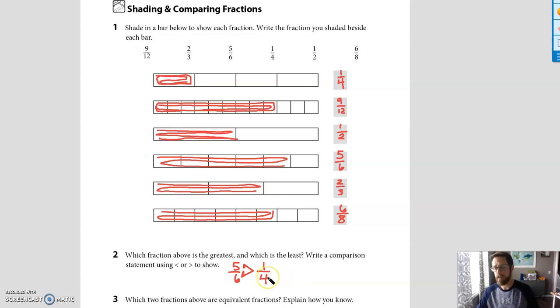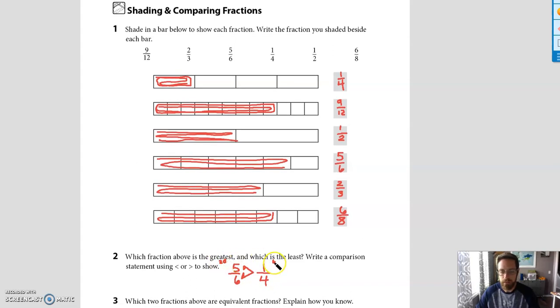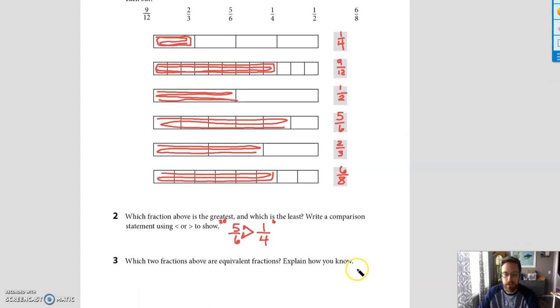And then we talked about throughout the year, just kind of reviewing, that another way you can compare to make sure is called cross multiplication. You always climb the ladder. So I go 6 times 1 is 6, and 4 times 5 is 20. Oh, 20 is greater than 6, so 5/6 is greater than 1/4. Just another trick that we used when comparing fractions earlier in the year too.